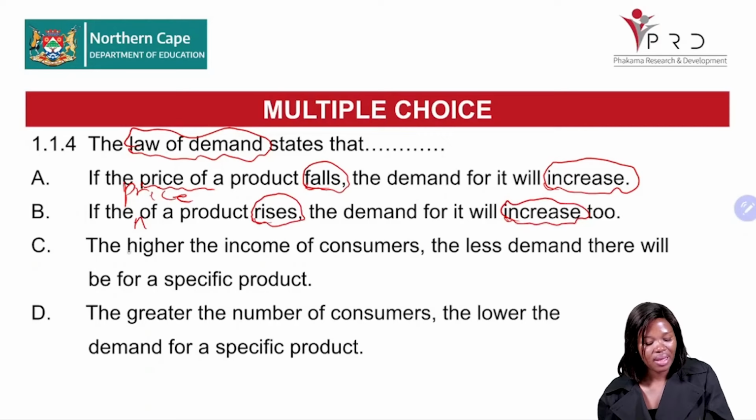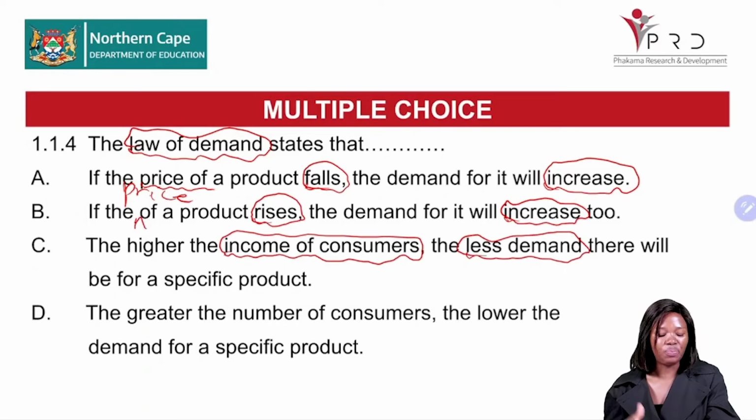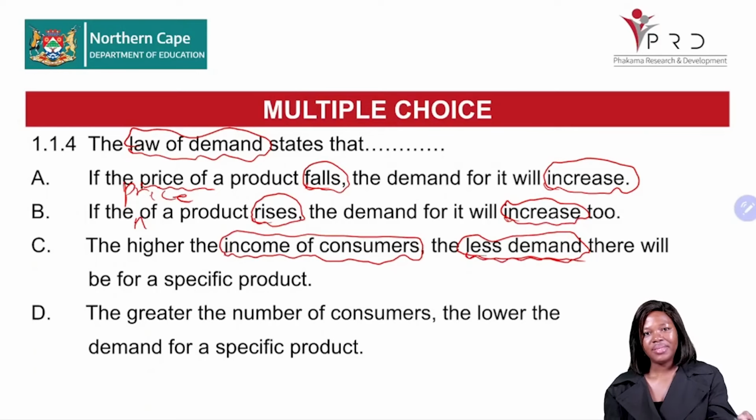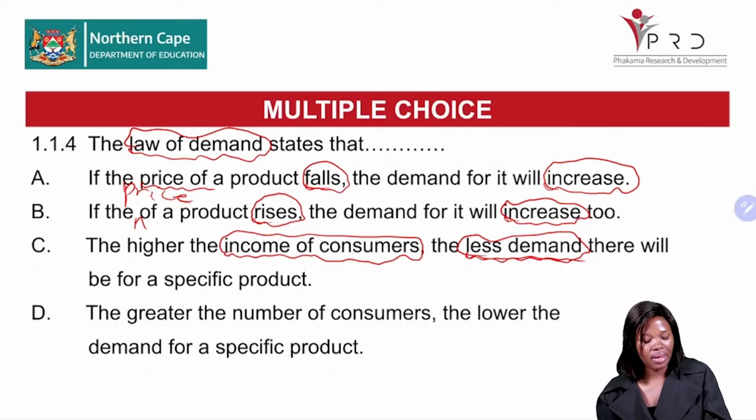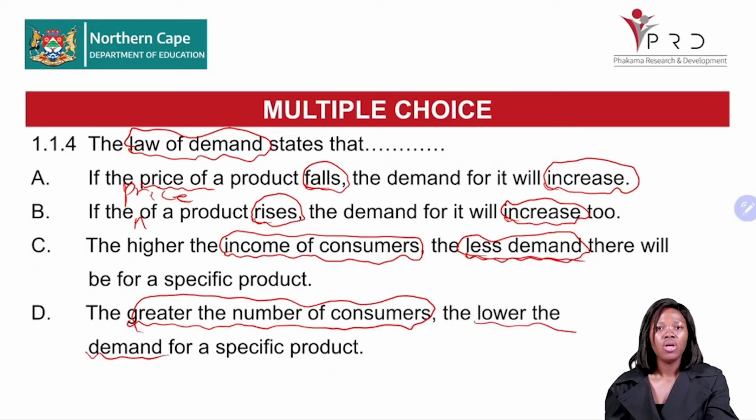Option C, the higher the income of consumers, the less the demand there will be for a specific product. There was an increase in the income of consumers. There was an increment. Then an increment led to less demand. Does that relate to the law of demand? Now, option D, the greater the number of consumers, the lower the demand.